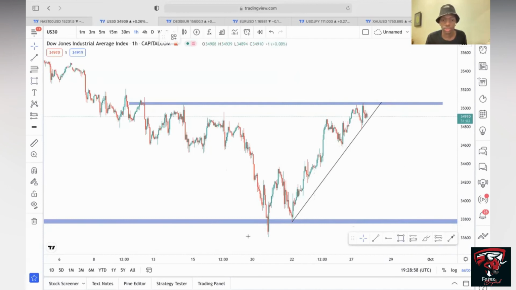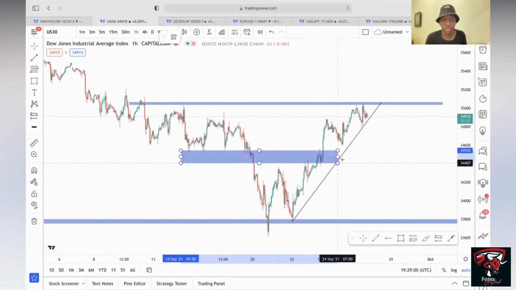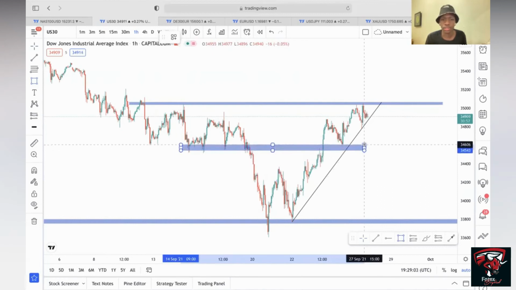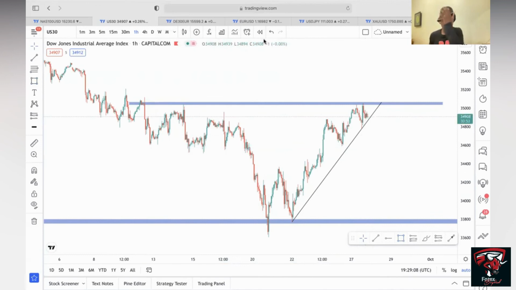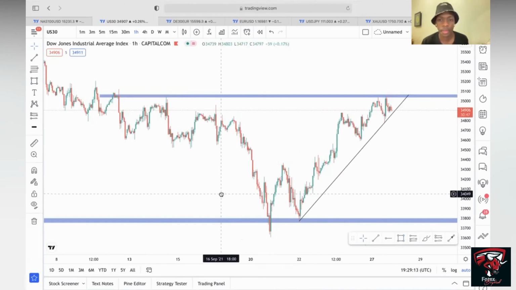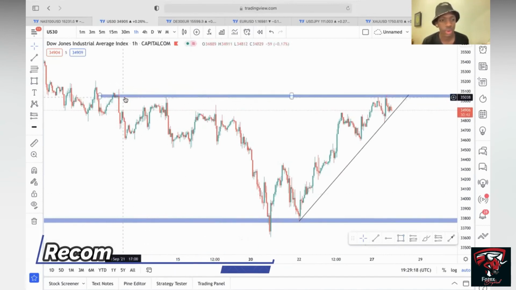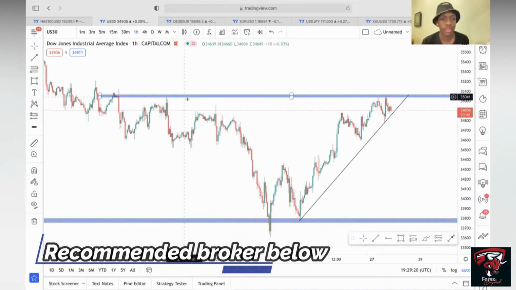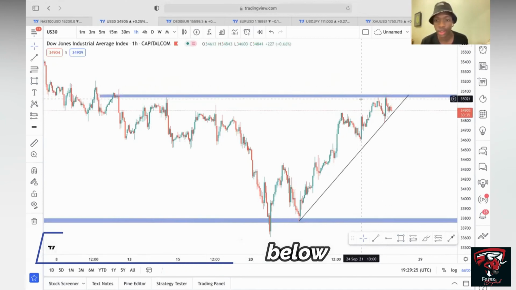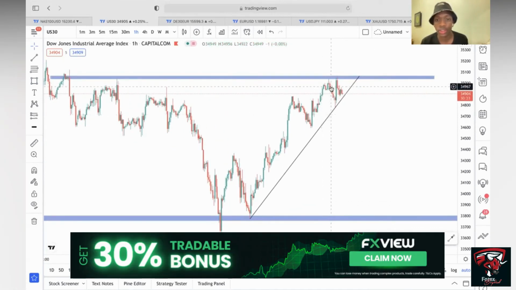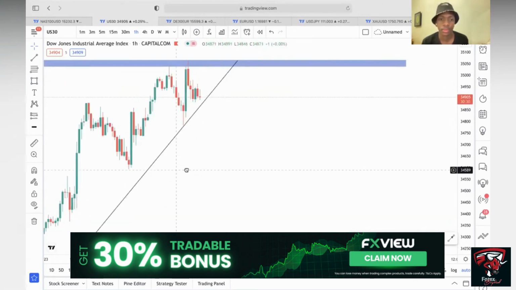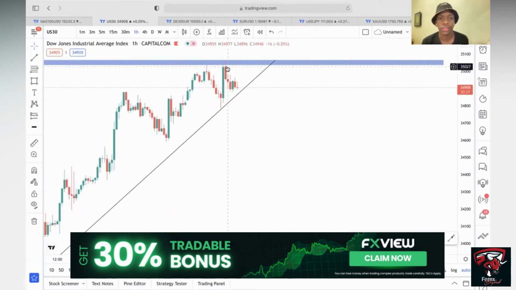I just want to draw this zone and see. Okay, now. Nah. Pretty much looking at US 30, right? You can see that this zone over here is extremely powerful. Every time the market got to this zone, it failed to break above. In fact, it reversed, you know? So you can pretty much see that we would have had a lot of entry points here. Let me just zoom in. Over here, you know?